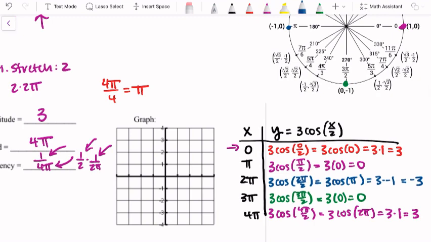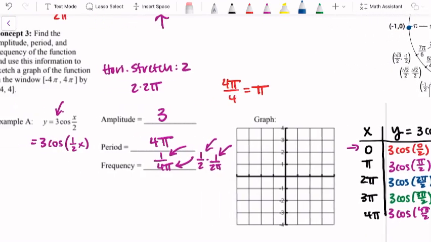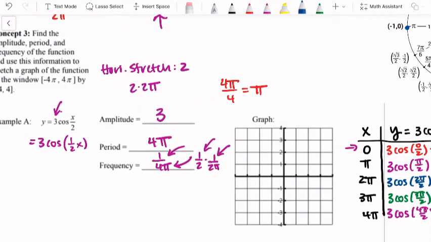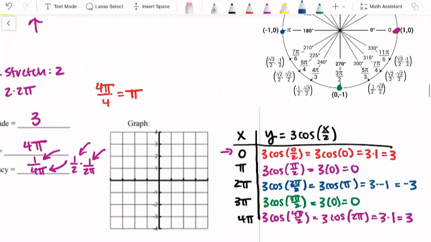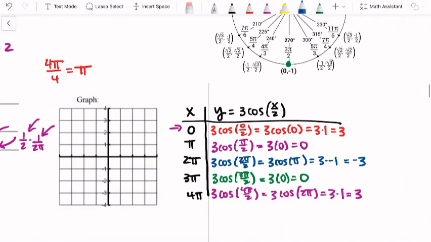Okay, so we now have our input values, we have our output values, we now just need to graph this. So one thing that's going to be really important with this, even more so than the other ones, is we do need to really label our scale. Okay, so here I see that my points are going by pi, so I'm going to have pi, 2 pi, 3 pi, and 4 pi.